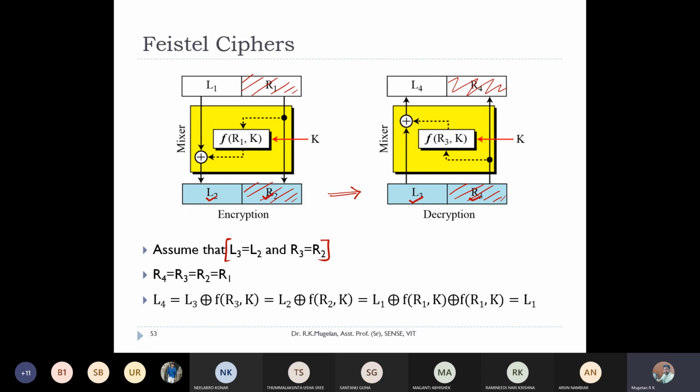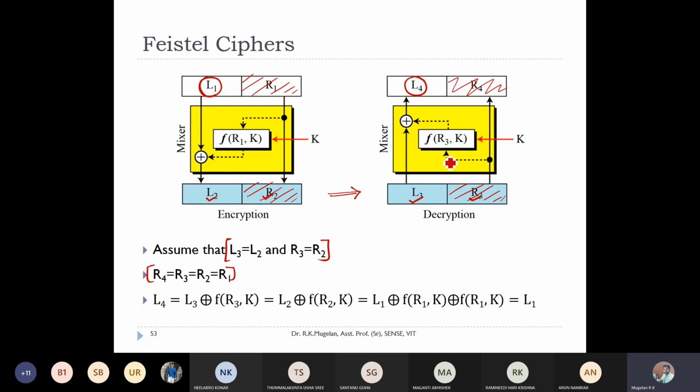No manipulation or encryption is done on the right half of the plain text. So R4 will be equal to R3, which is equal to R. So our ultimate aim is to prove that L4 is equal to L1. Whatever plain text is transmitted, I am going to retrieve as plain text at the receiver end.